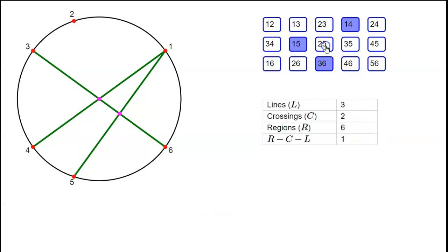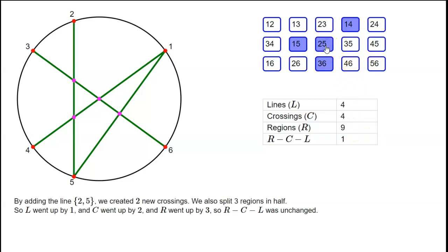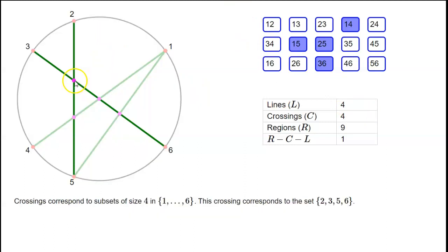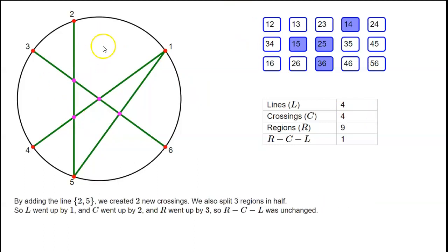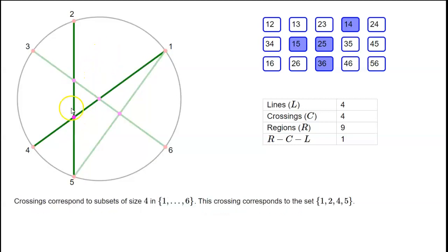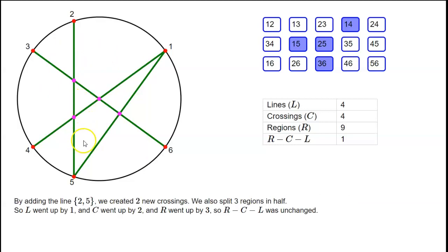Okay, so let's go back here. So we added this line from 2 to 5. As always, L's going up by 1. And C's going up by 2, right? So there's these 2 new crossings here, which means that those 2 new crossings are splitting our new line into 3 sections. The number of sections of the line is always going to be 1 more than the number of new crossings. So 2 new crossings, and you get 3 sections of the line. Now each of these sections cuts across one of the old regions, and so it splits that region into 2.